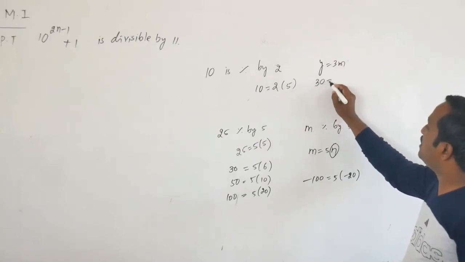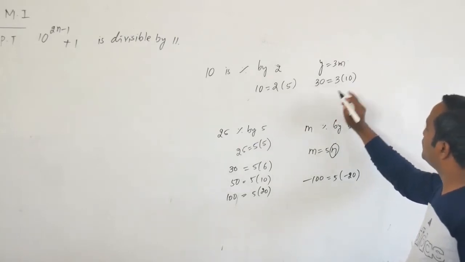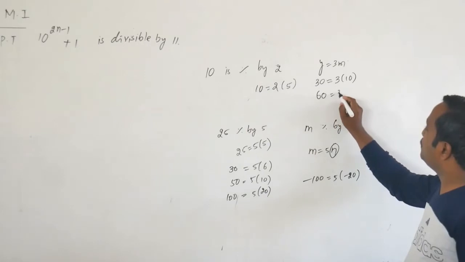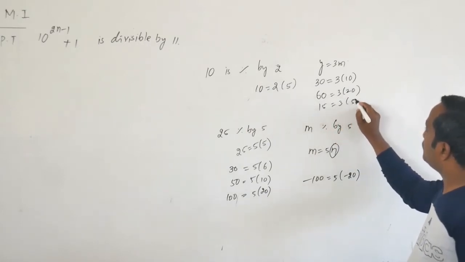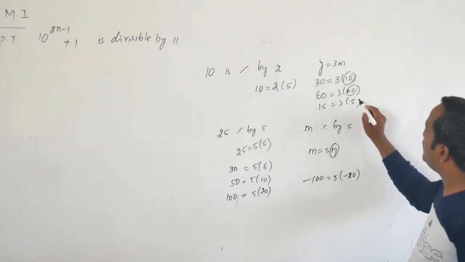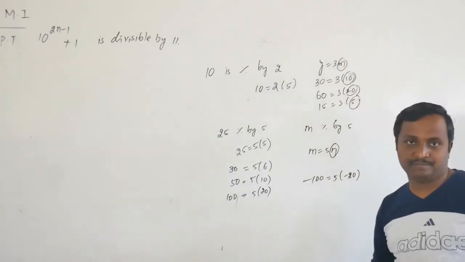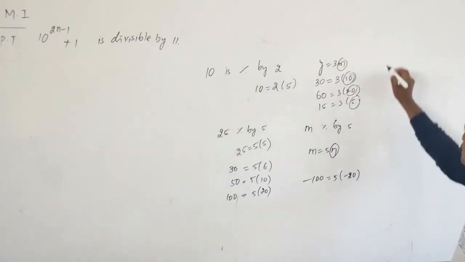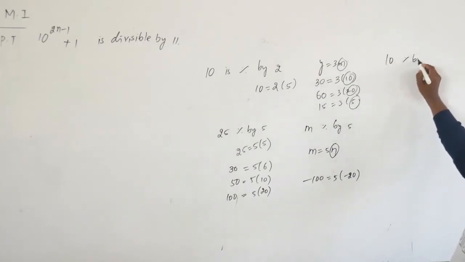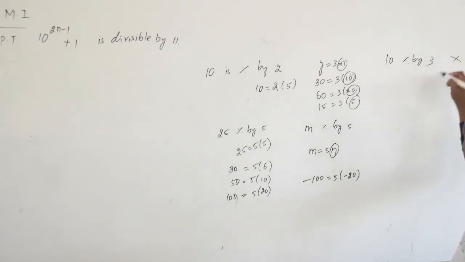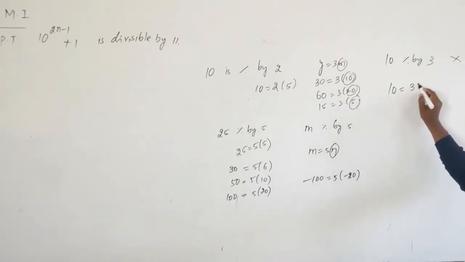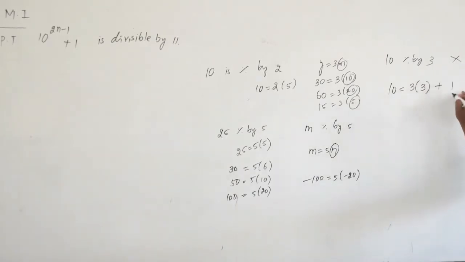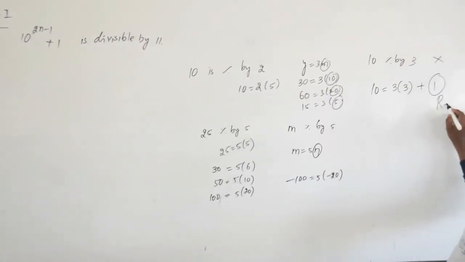30 is divisible by 3. Yes, 3 into 10. 60 is 3 into 20. 15 is 3 into 5. Now suppose 10, is it divisible by 3? No. So 10 is nothing but 3 into 3 plus 1. This is nothing but a remainder.